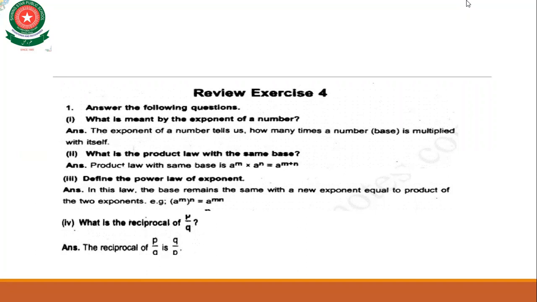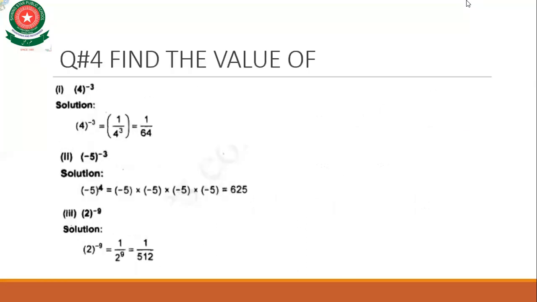So these are some questions of the revised exercise of question number 1. Now question number 4, find the value of the following. Part number 1 is 4 power minus 3. These questions we have already studied in exercise problem 1 and problem 2, in which we know that whenever there is a negative exponent, we have to take the reciprocal. When we take the reciprocal, we get 4 power minus 3 is equal to 1 over 4 power 3.